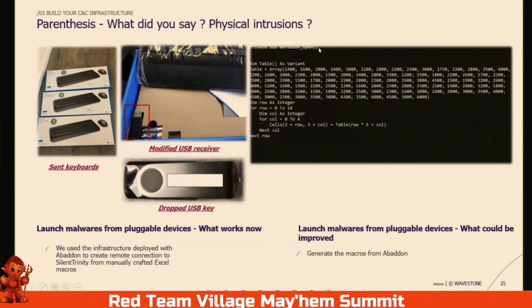We did perform physical intrusions, so Abaddon is not really helpful for that for the moment, but it will be, because we used malware that we dropped on pluggable devices, and Abaddon is on the brink of helping you generate the macros, for instance, for Excel worksheets that you use on these devices. So it's something under development. It was on the brink of being released at the beginning of May, but because of COVID-19, we have to postpone some development.